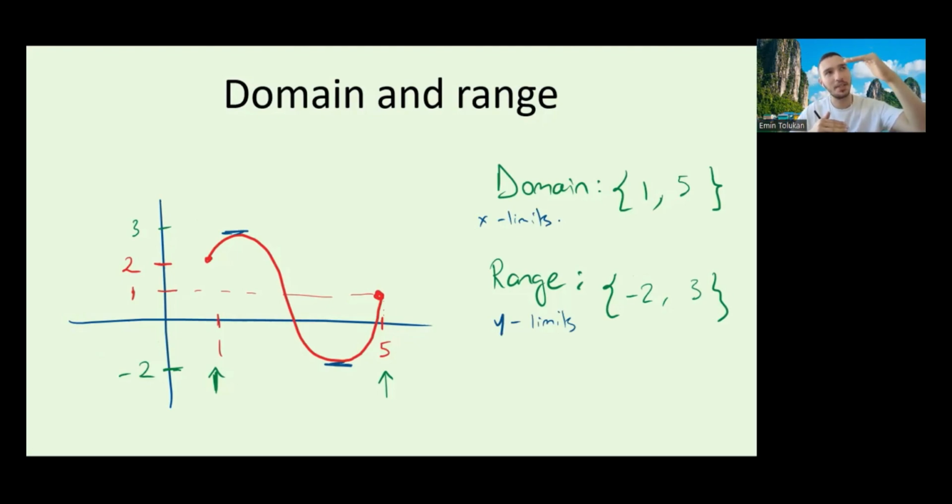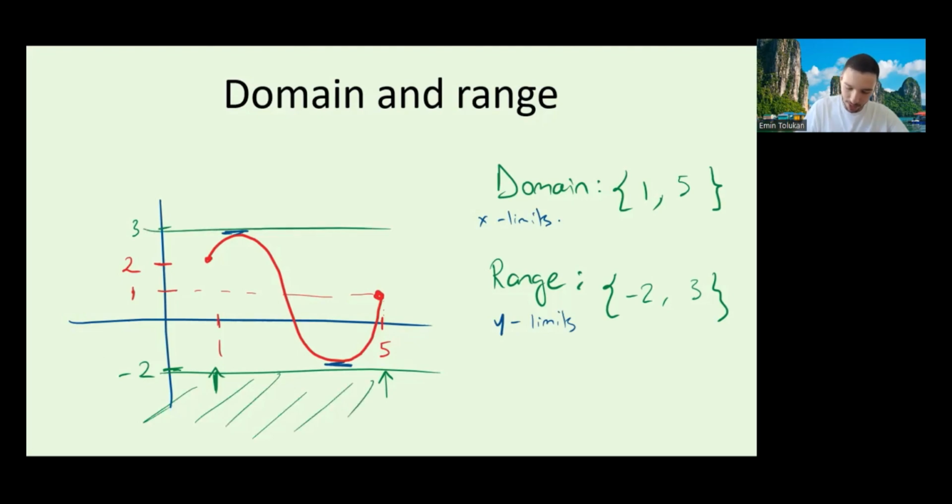Can I say it like that? Maybe not. What's the lowest point? What's the lowest y value? And what is the highest y value? Between which floor and ceiling is the function? So basically the floor of the function and the ceiling of the function is given by the range. Think about this as the floor of the function and think about this as the ceiling. The function never exceeds that ceiling because we cannot go over the ceiling. So that is your range.